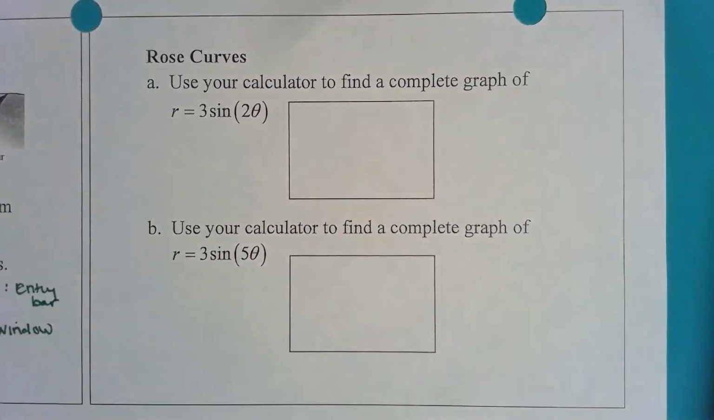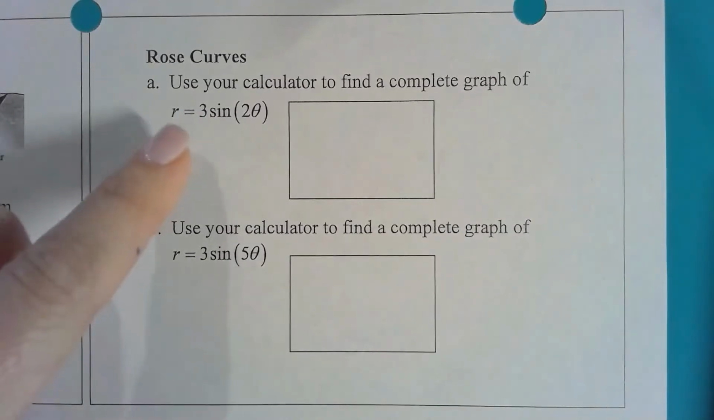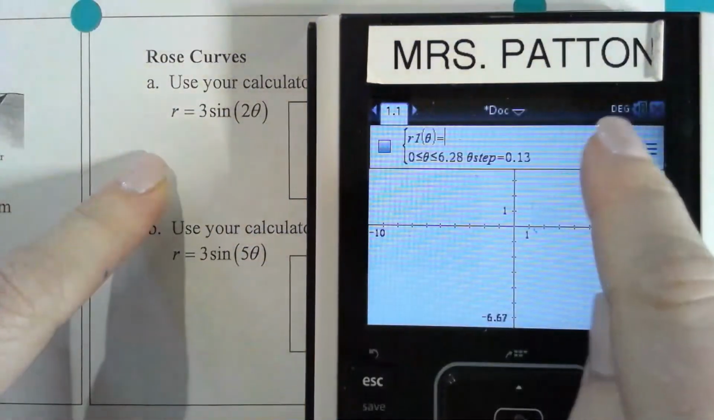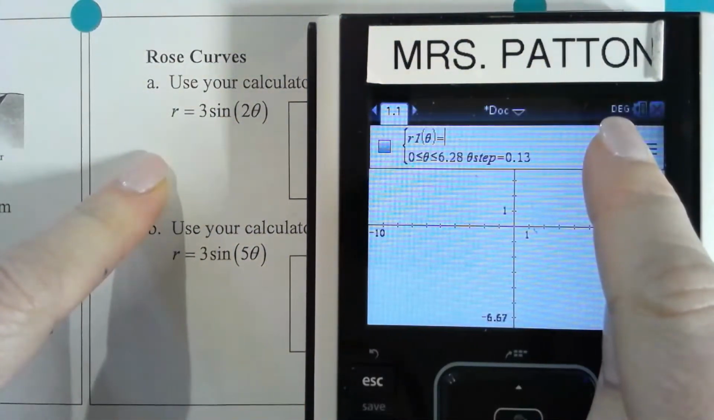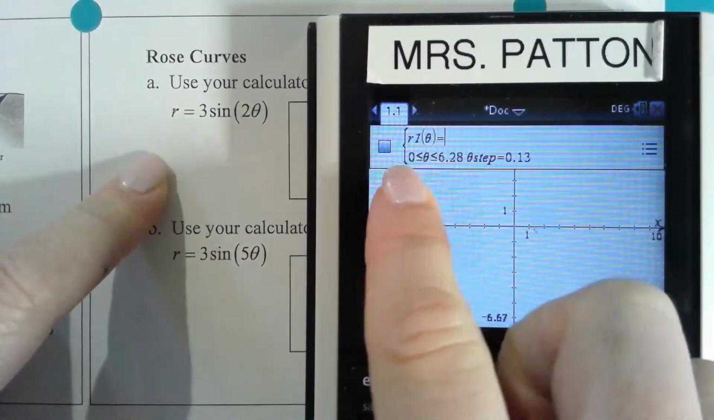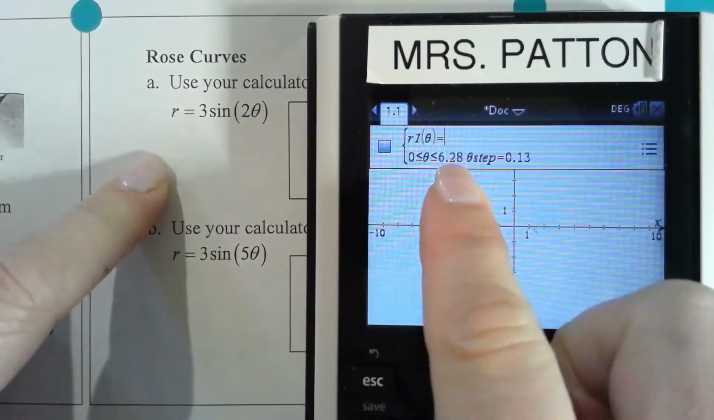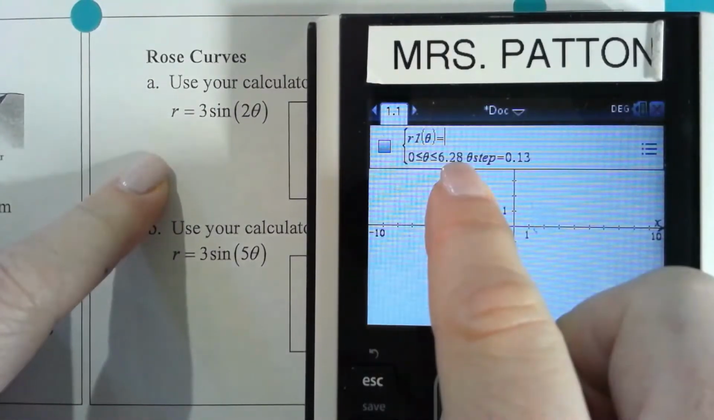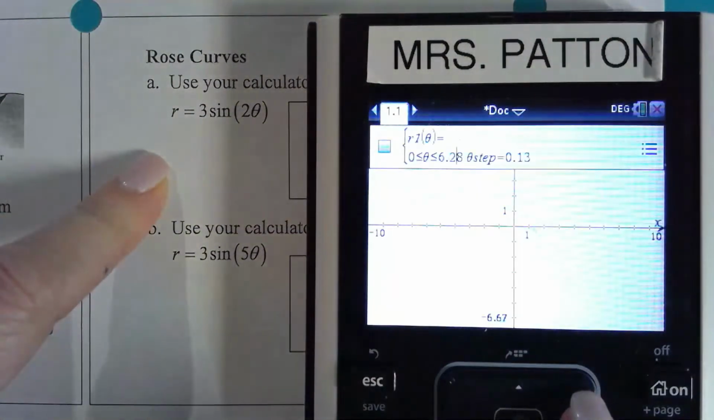So let's come over here and we'll talk about some of these things from slide 1 as we go to graph. So we're going to talk about some Rose curves first. It says use your calculator to find a complete graph of r equals 3 sine of 2 theta. Now, my calculator is in degrees, but right now I'm only going from 0 to 6.28, like 0 to 6 degrees. That's small. So I either need to change this to radians, or I need to change this to, say, 0 to 360, which is not a big deal. You can get down there and you can change that.